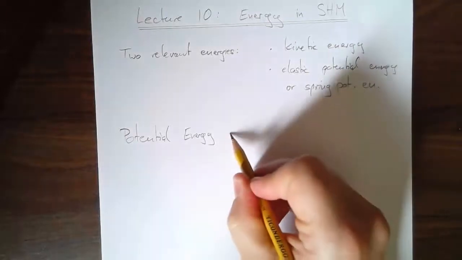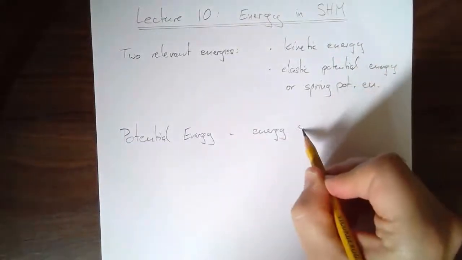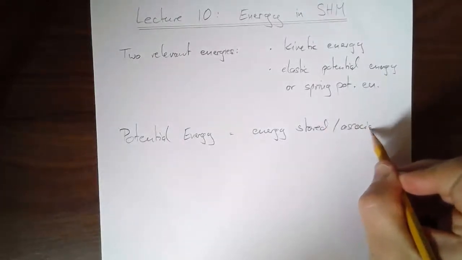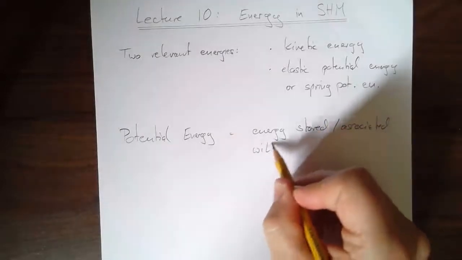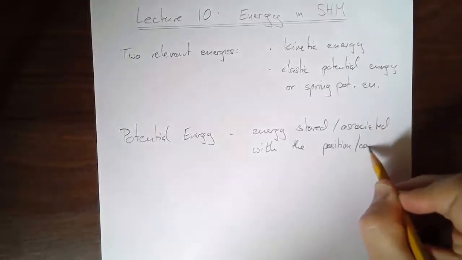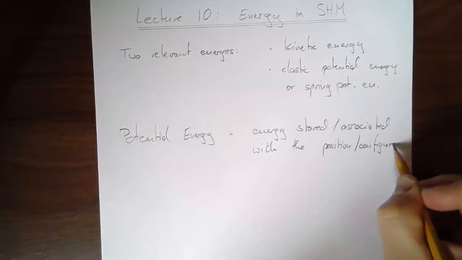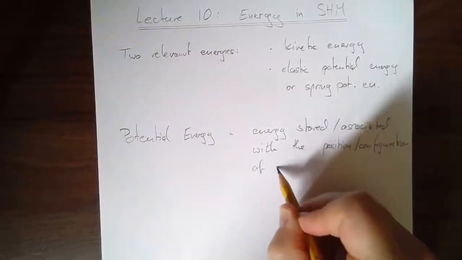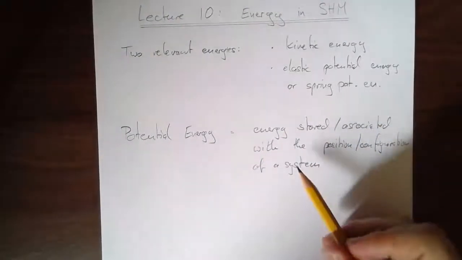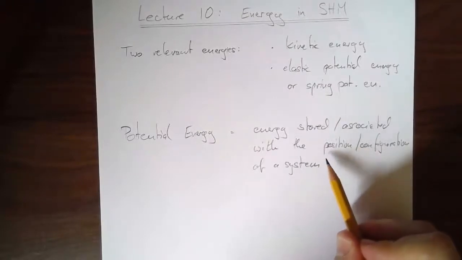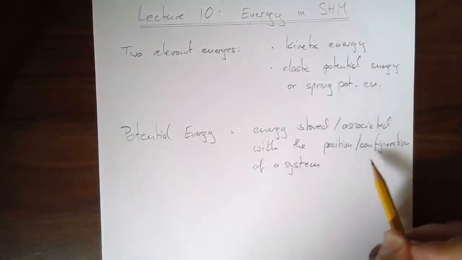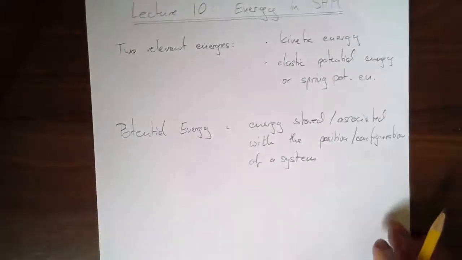Potential energy is the energy stored or associated with the position, or more generally the configuration, of a system. So in the case of the spring, the position of the mass determines how squished or stretched the spring is. I can say the configuration of the spring-mass system, essentially saying the same thing.